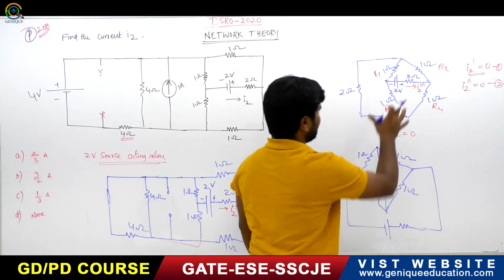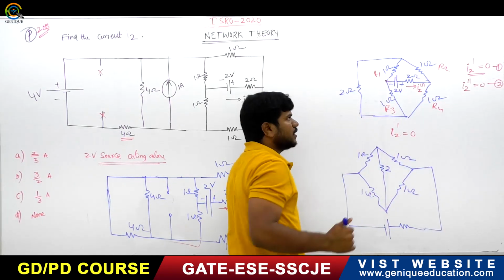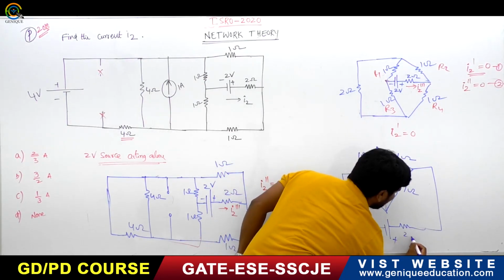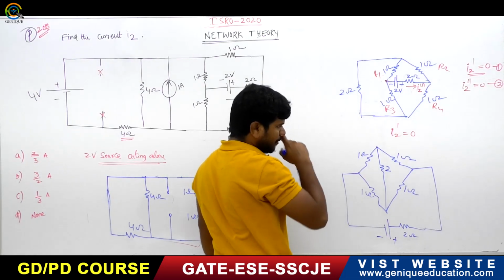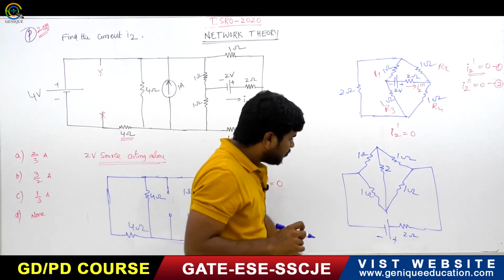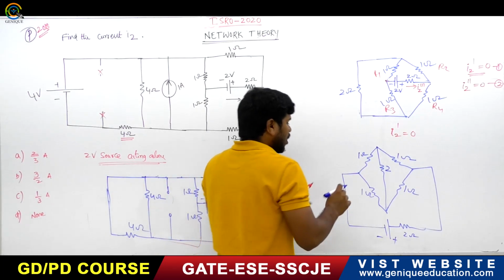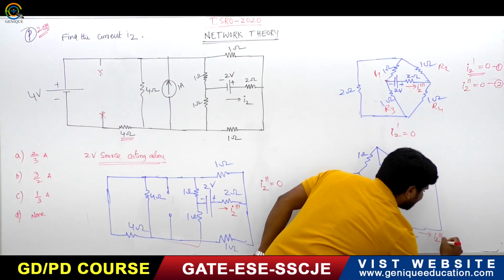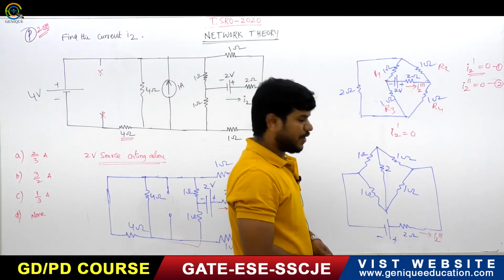I am taking this branch outside to this. So it is just like, it is 2 ohm, right? So now what is the current? This is the current, I2 triple dash. I2 triple dash we have to find, right?